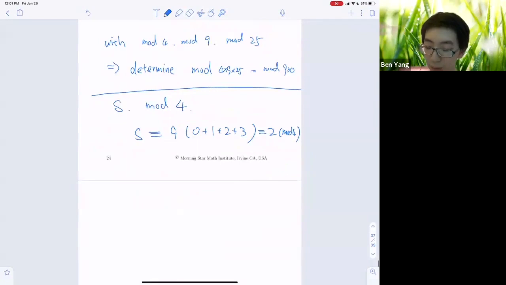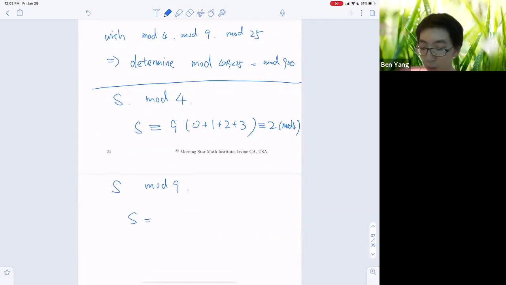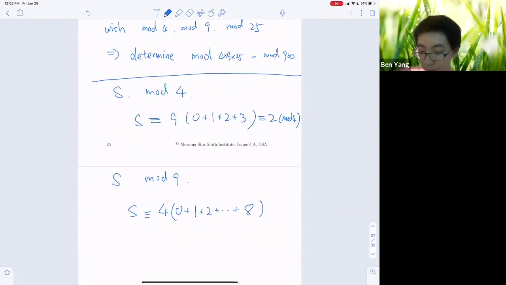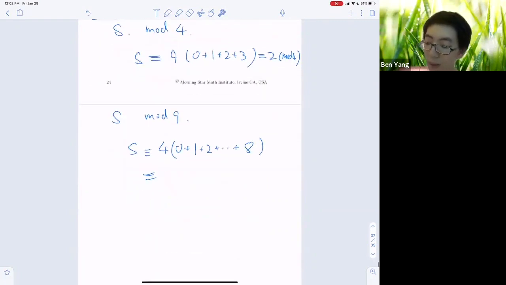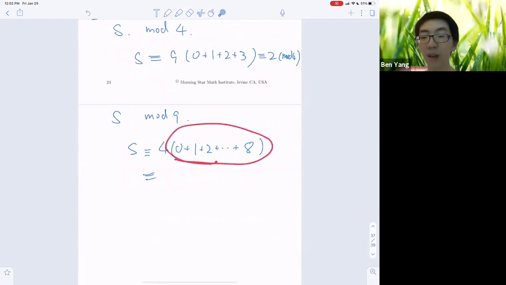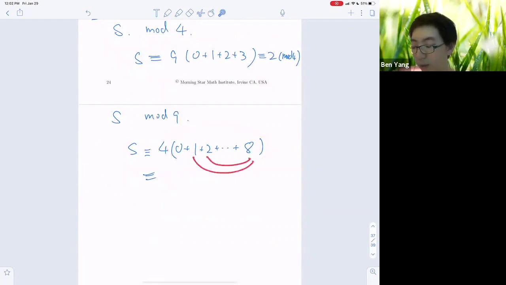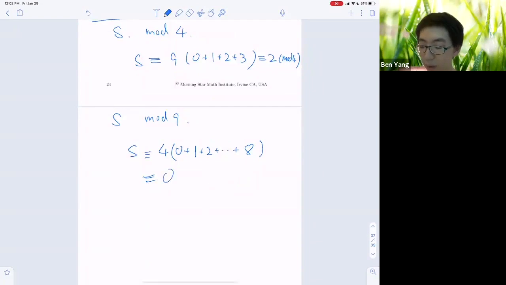And similarly, we can find the remainder of S on division by 9. So we have 4 zeros, 4 ones, 4 twos, and all the way to 4 eights. And so here we can just pair everything up, right? We have 1 and 8, 2 and 7, 3 and 6, 5 and 4, and here's 0. So this thing is divisible by 9. So that's congruent to 0 mod 9.